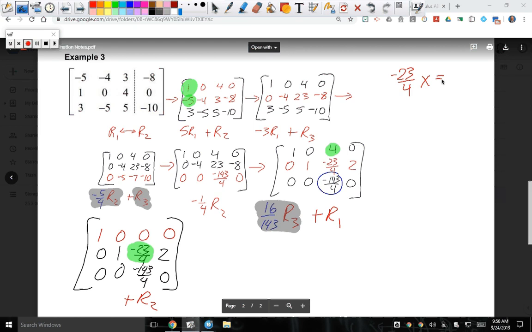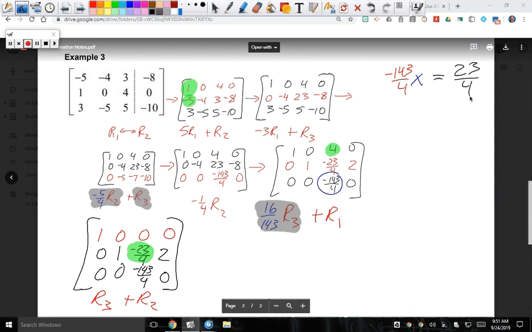Or actually, look at it this way. What equation am I going to add to row 2? What equation will I end up adding to row 2? Row 3. Now you have to ask yourself, what manipulation of row 3? That means negative 143 over 4 times something would end up giving me a positive 23 over 4. Go with me? Because we want them to add and cancel to 0.